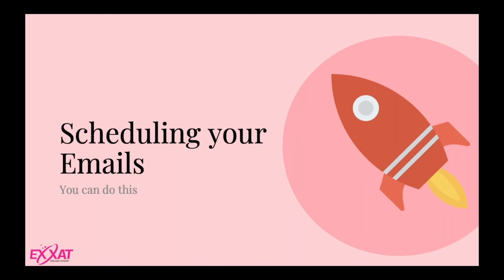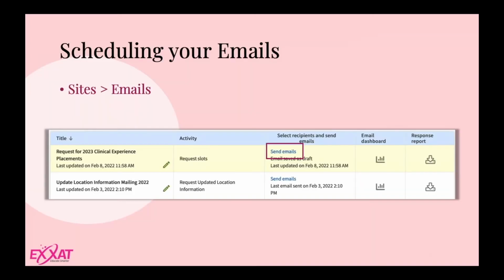Okay, perfect. So the next thing that you'll do is just schedule those emails. So you've configured everything. You know what it's going to look like. You've got your courses set up. You've got your rotations in there. Now you're ready to send those emails out. So one thing you're going to do is go back to sites and emails. So you've already configured it. Now you can go to this send emails part, and it's going to take you to the recipient list. So let's go to that.